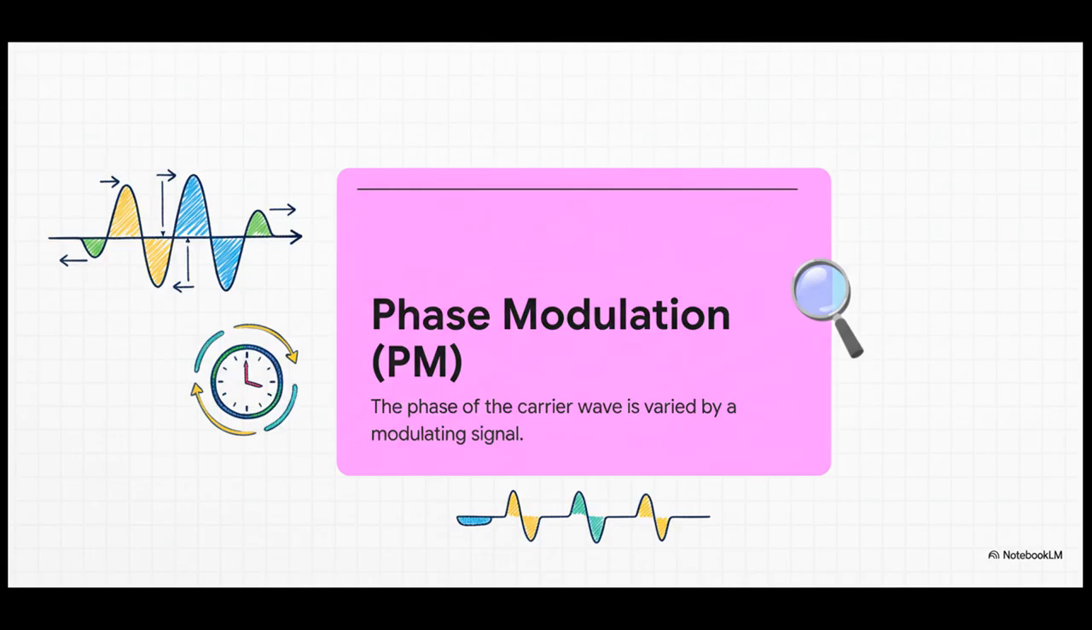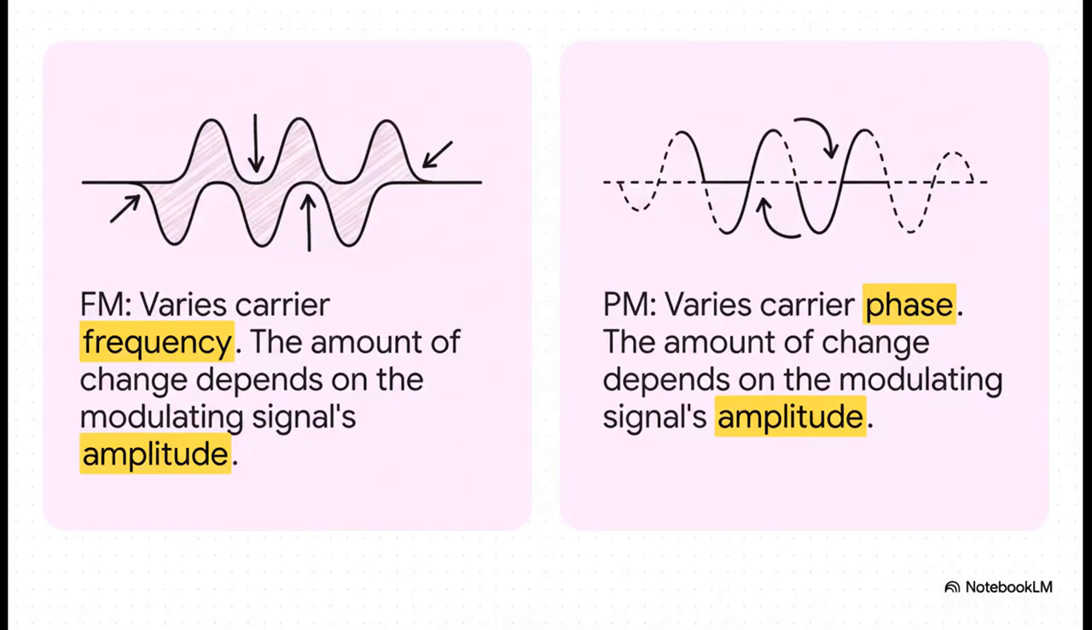Now, FM has a very close relative called phase modulation, or PM. It's another type of angle modulation, but the idea here is, instead of changing the frequency, we shift the phase of the carrier wave. You can just think of it like we're nudging the wave a little bit forward or backward in time to encode the information. Now, these two are super closely related. In fact, changing a wave's phase automatically changes its frequency for a split second, and the other way around.